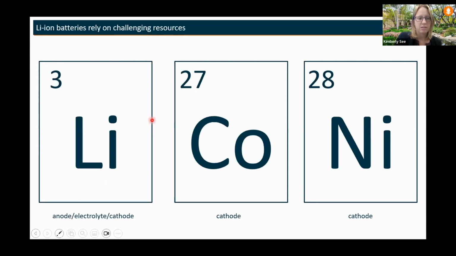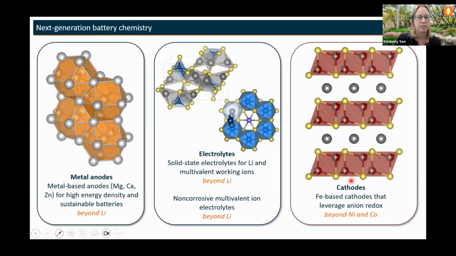One is lithium. Lithium is found, of course, in every component of the cell: the anode, the electrolyte, and the cathode. It's our working ion. The other two are cobalt and nickel, which are the workhorses in the cathode. So everything in my group is aimed at beyond lithium, cobalt, and nickel chemistries in one way or another. And so we have projects across the entire range of the cell.